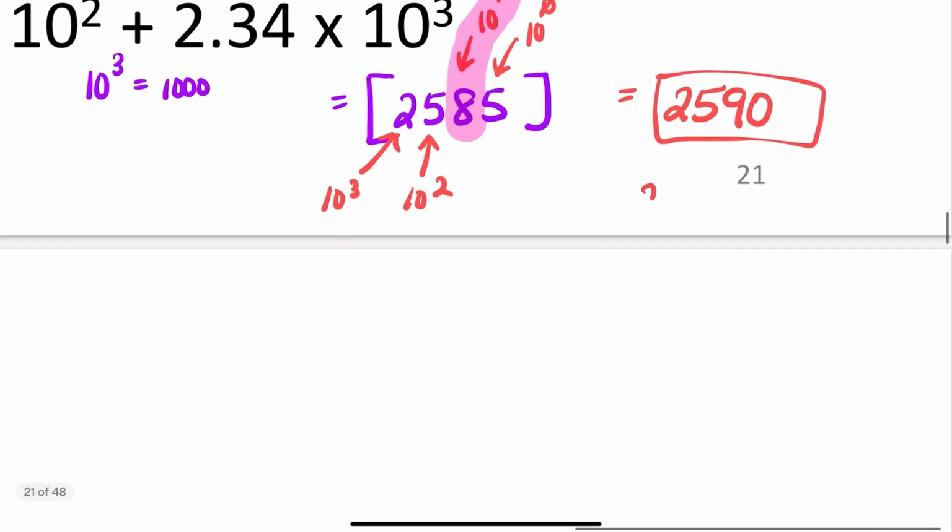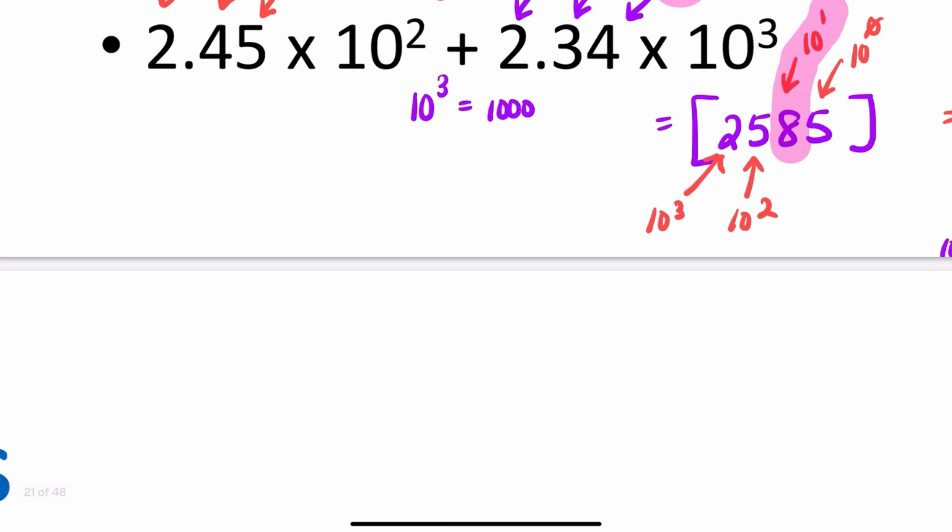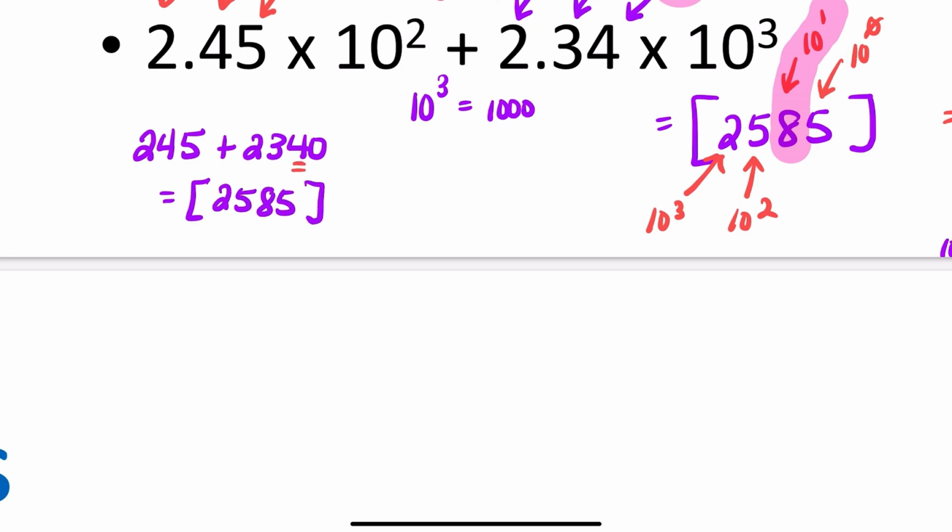Some students have asked, yes, you can report this as 2.59 times 10 to the third. Either one is correct, it's still precise to the tens place, because this would be 10 to the third, 10 to the second, 10 to the first, and my final answer is precise to the 10 to the first position. But this question may actually be easier to do out of scientific notation, but I wanted you to see you could do either way. 2.45 times 10 to the second is 245. 2.34 times 10 to the third is 2,340. When I add those up together, I get 2585. But I see this is only precise to my tens place, so I'm going to round to 2590, or again, 2.59 times 10 to the third.